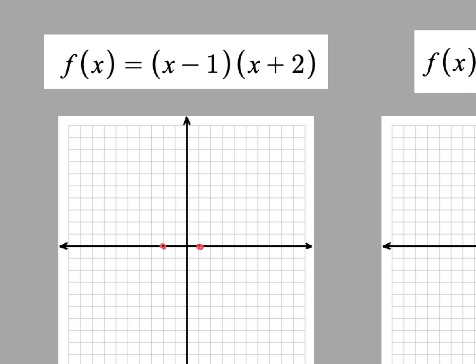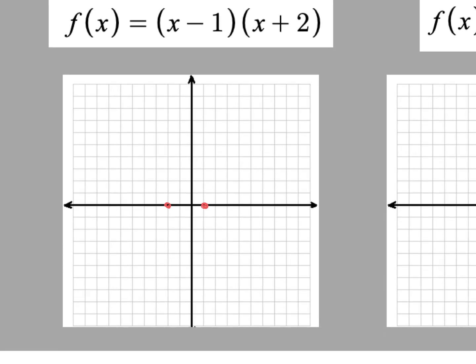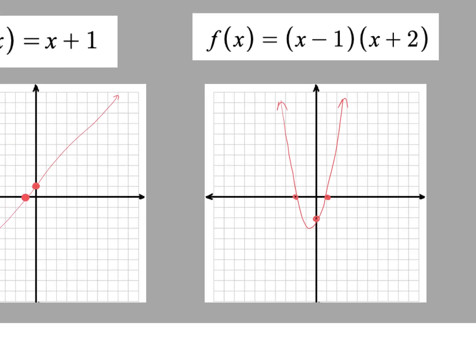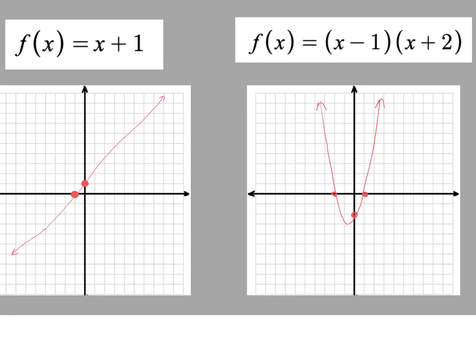I guess I can find my y-intercept, but I'm not gonna find my vertex. I just quickly wanna graph this sketch. I know this is upward facing, so it's gonna look something like that, guys. But what I want you to pay attention to is that both x-intercepts in both of these problems go straight through my graph.